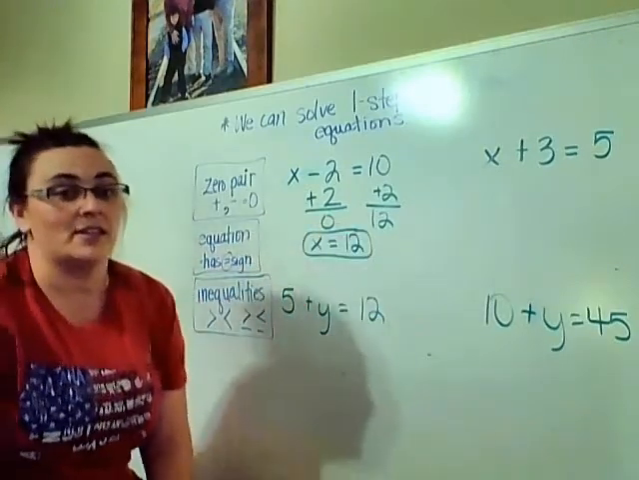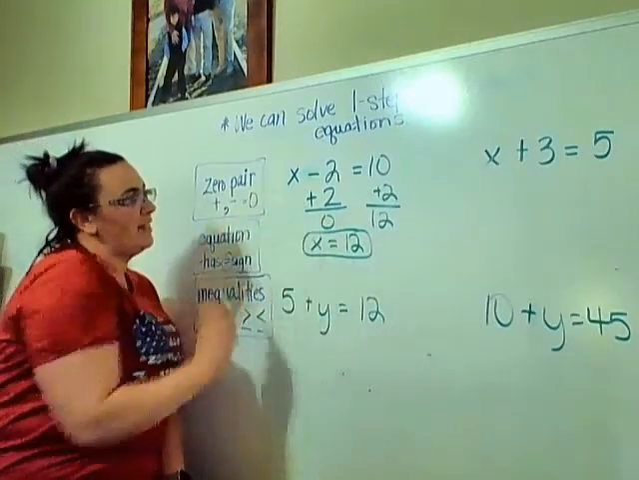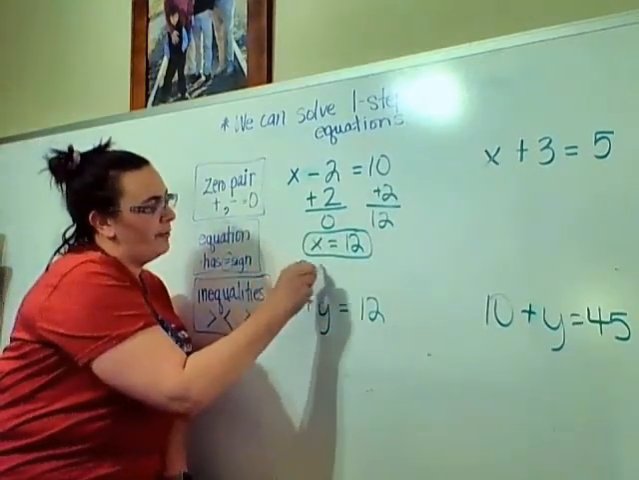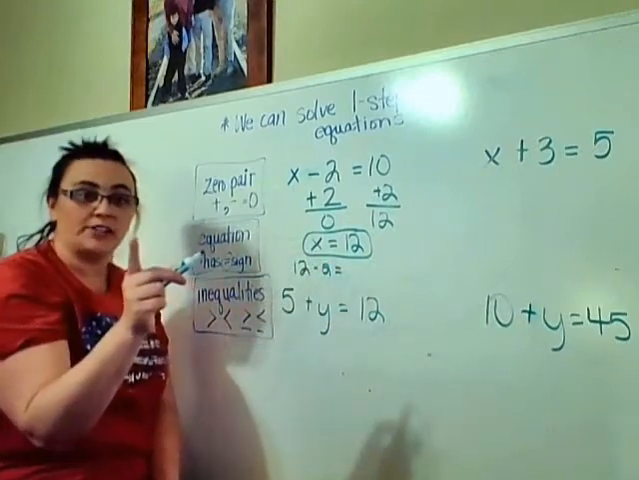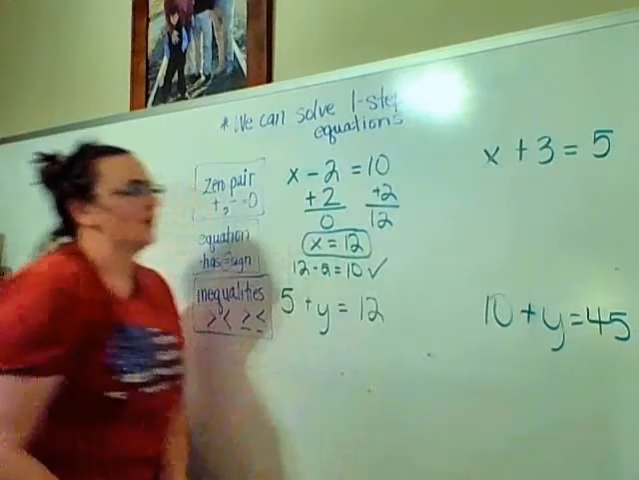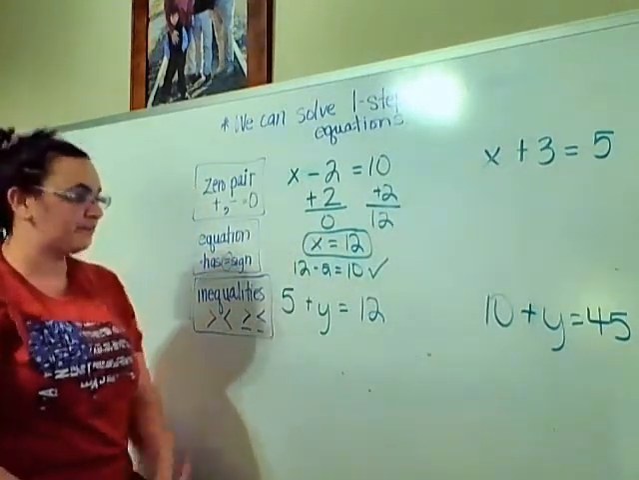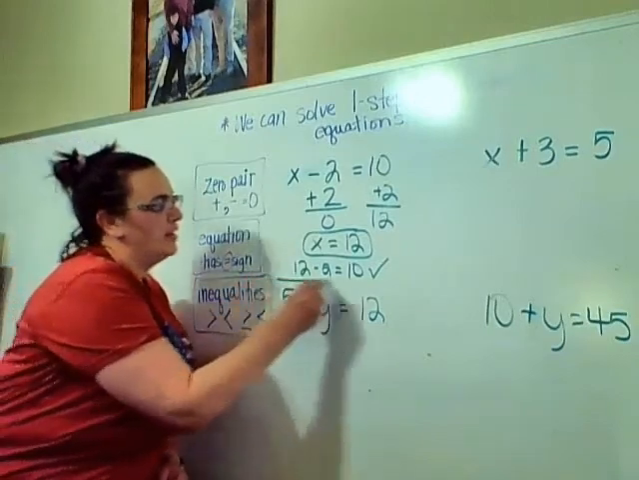Now, the beauty of this is we can check it. So I can plug 12 into x. 12 minus 2, does it equal 10? It does. It checks out. 12 minus 2 is 10. All right, so that worked out nicely.